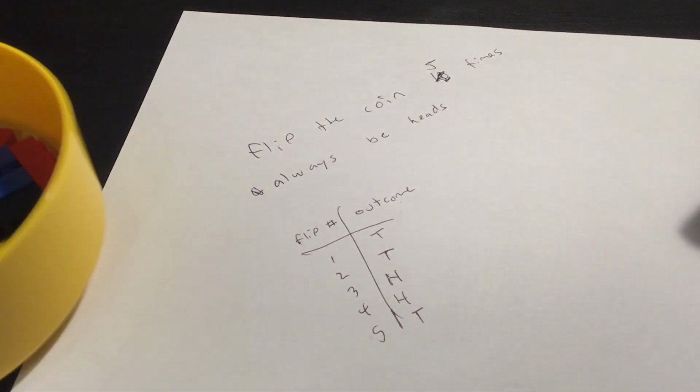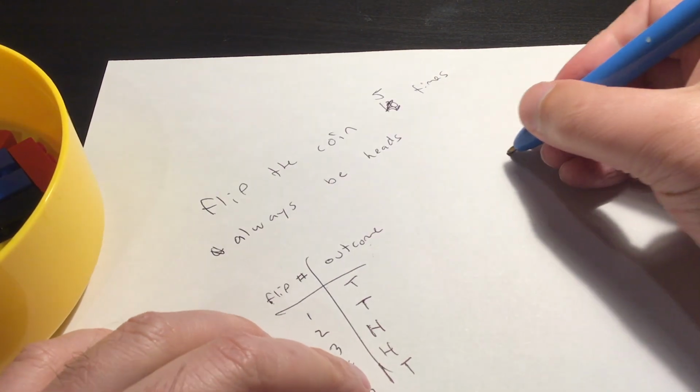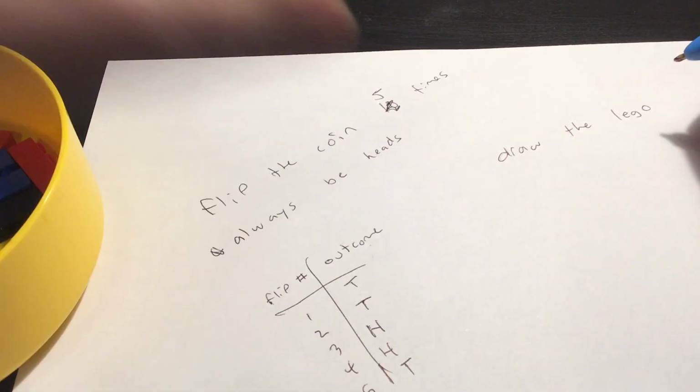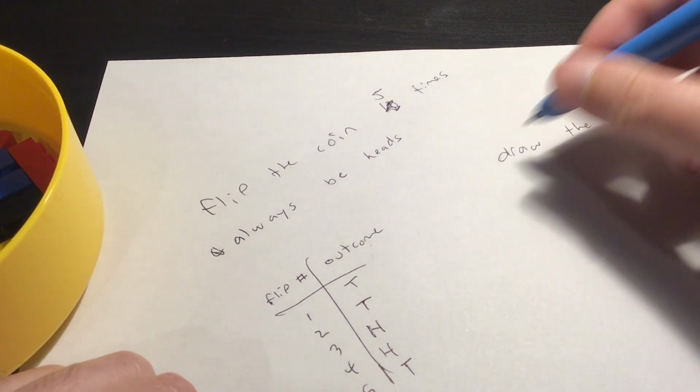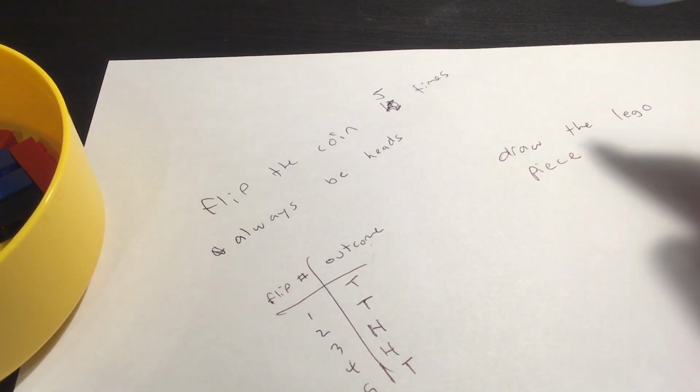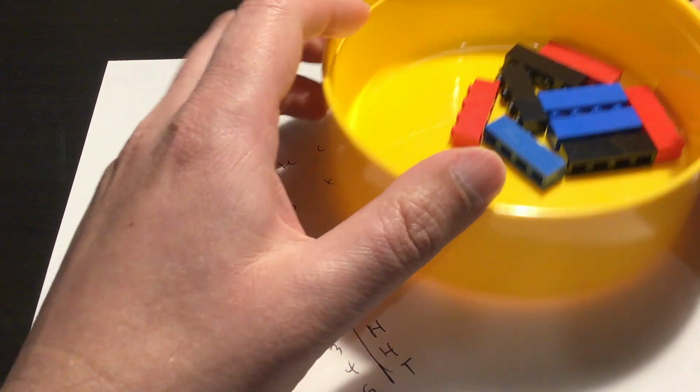So my experiment is going to be called Draw the Lego Piece. And by draw, I mean pick out, not draw. Don't worry, you see my handwriting. Okay, so draw the Lego piece.